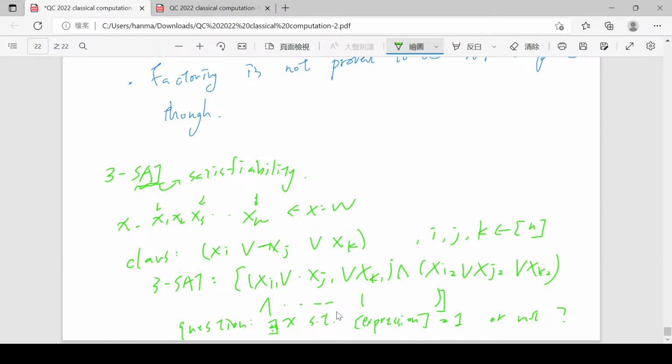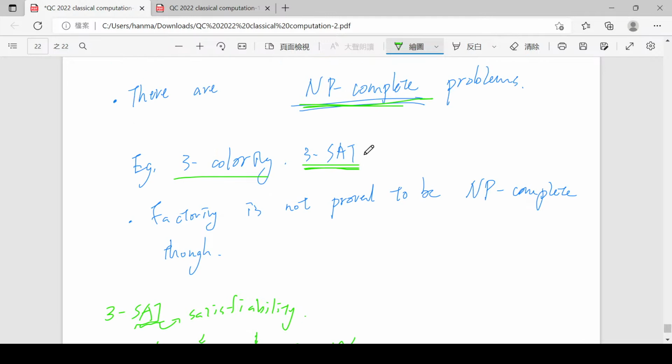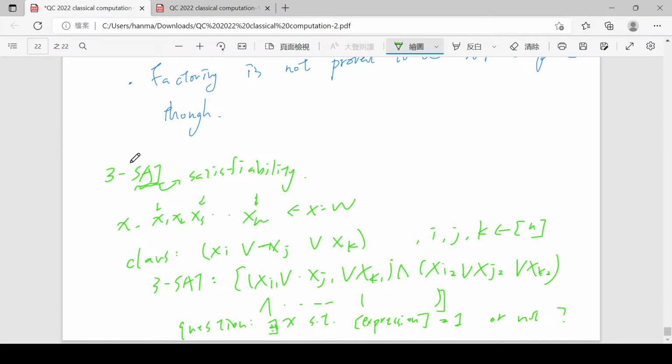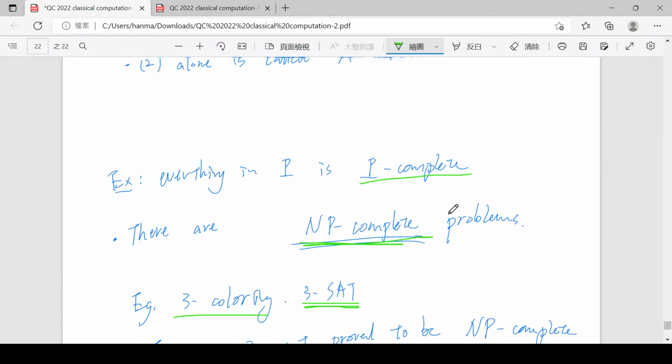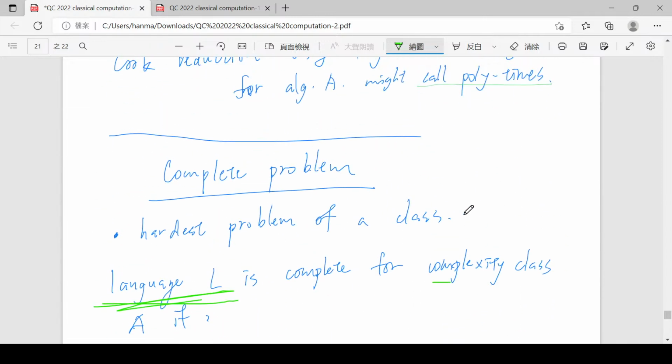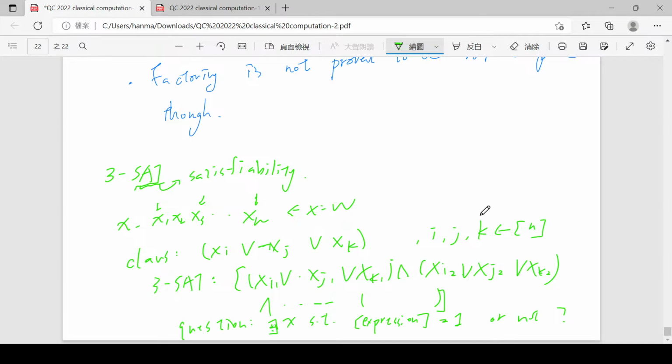So that's correct. That's in NP, and then there's a cool proof that actually anything in NP can be reduced to 3-SAT, because you are able to think about what your checking algorithm would do, and translate that into a 3-SAT. Okay.